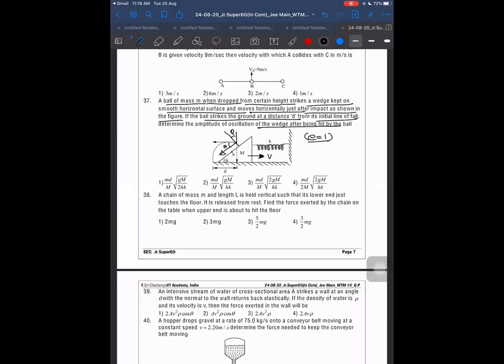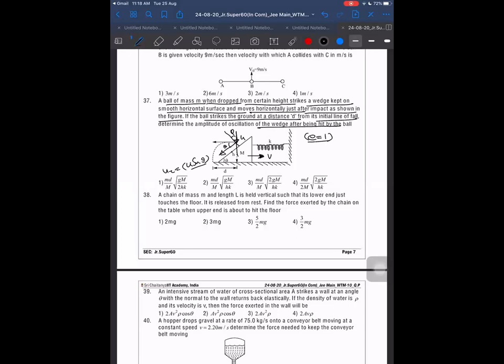If the ball strikes and moves horizontally, it is coming with what speed? It's coming with u. And going with what speed along the tangent? Along the tangent, it will be the component of u in this direction, which is u sin theta. That is u tau.